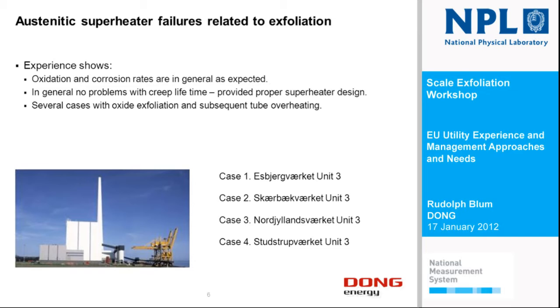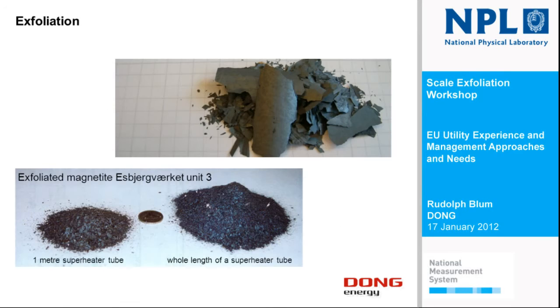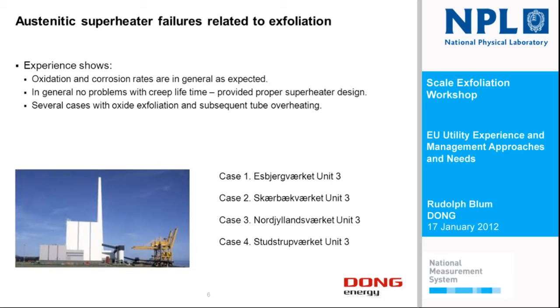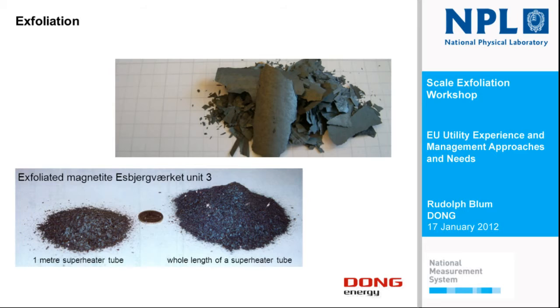Well, let's look into the different problems we had. First, this is an example of exfoliation taking place in the boiler region, and especially this one you should realize. This is what happened at the SBR unit. I'm coming back to detail, but here you see exfoliated material found in just 1 meter of superheater tube, and this is exfoliated material coming out of the whole tube length.